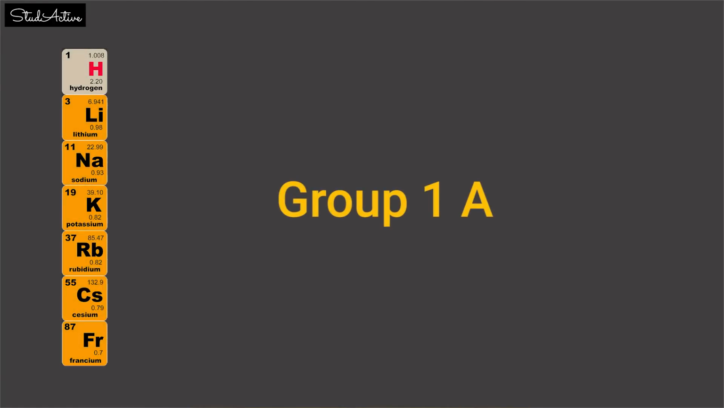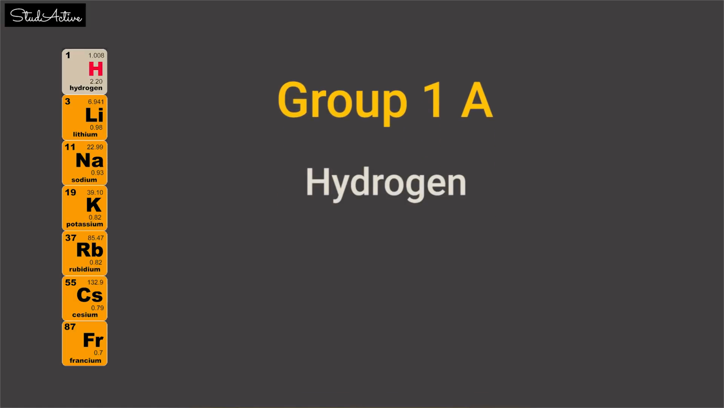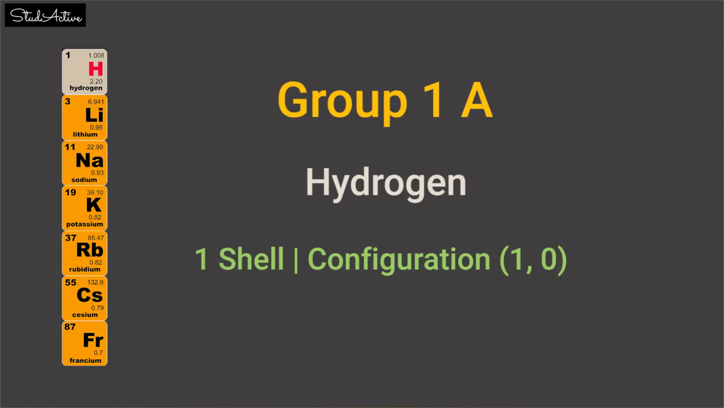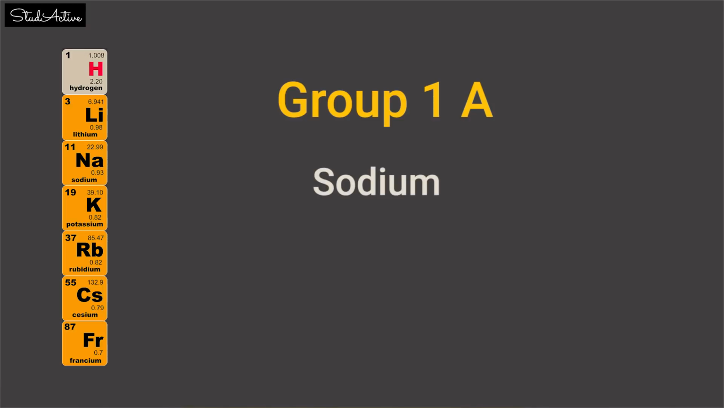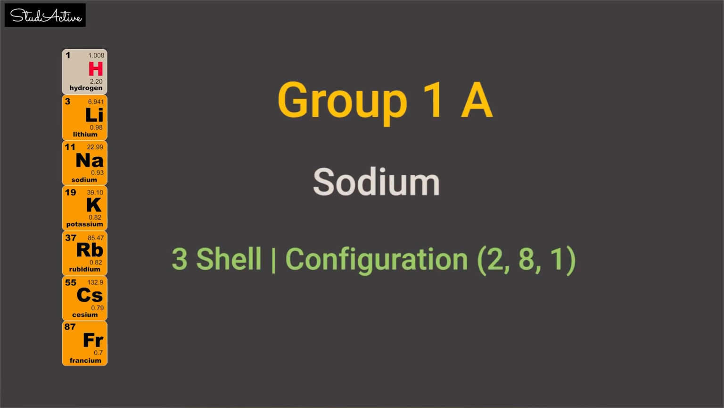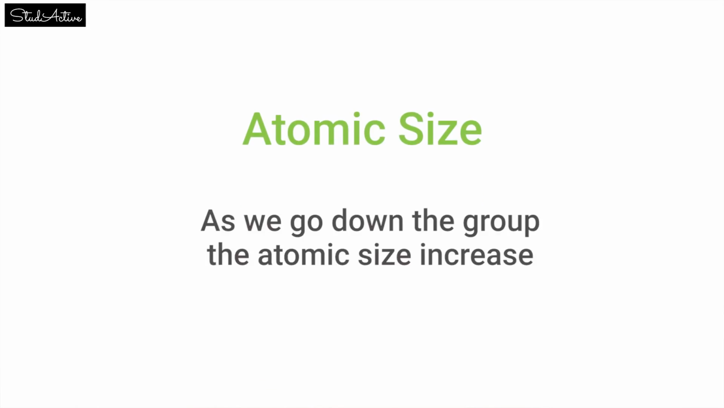The first element of group 1A, that is hydrogen, has only one shell. The next element, lithium, has 2 shells. The next element, sodium, has 3 shells. As we go down, the number of shells will go on increasing and hence the atomic size will also go on increasing. So in general, we can say that as we go down a group, the atomic size increases.